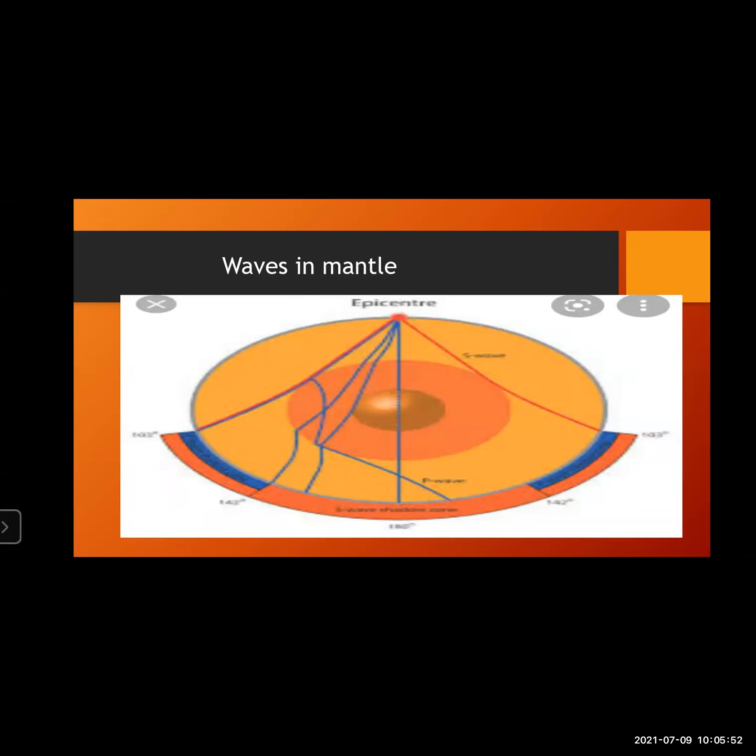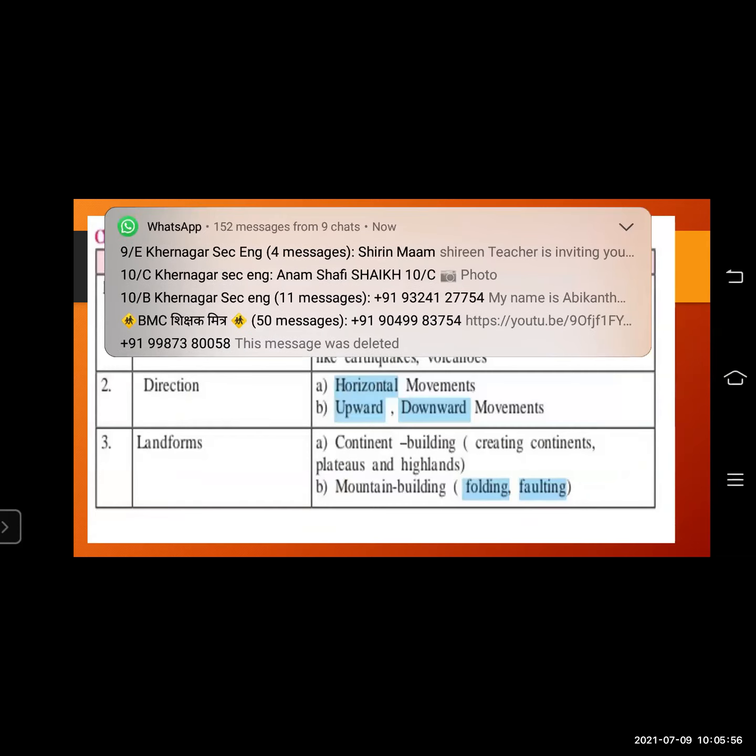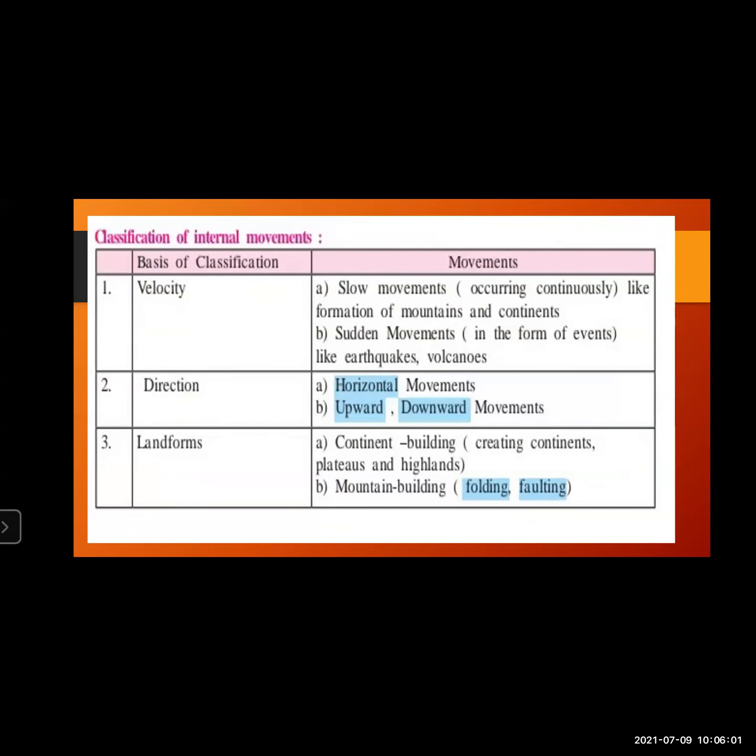So before going to it, let's understand the classification table which is given in your textbook. So let's see the classification table. Classification of internal movement. Now, what is the basis of classification? It's velocity. Velocity is speed. So what is the meaning of velocity? Velocity is the speed. Now, slow movement occurring continuously, like the formation of mountains and continents.